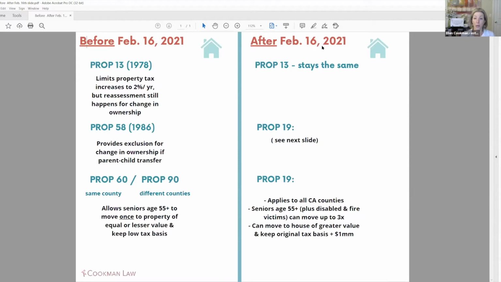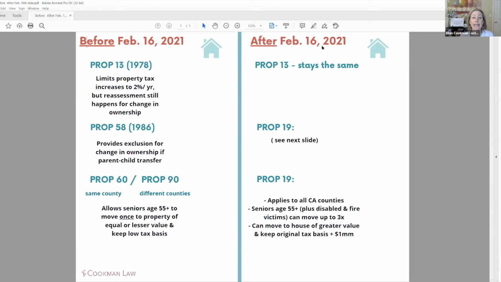Now, the problem arose: what if we're doing a transfer? If a parent dies and a child inherits that property, that's a change in ownership. And so the property would be reassessed and the child would have to pay much higher property taxes, especially here in the Bay Area, where our property values have increased tremendously, much more than that 2% incrementalism per year, okay?